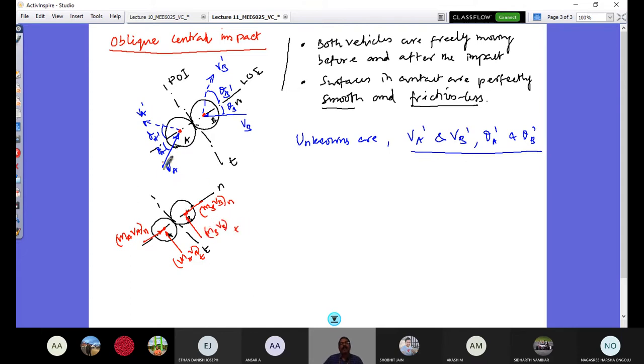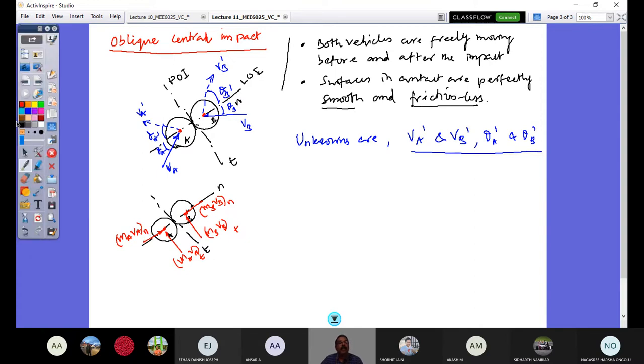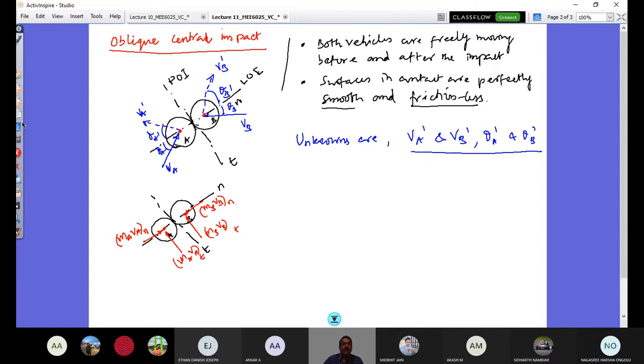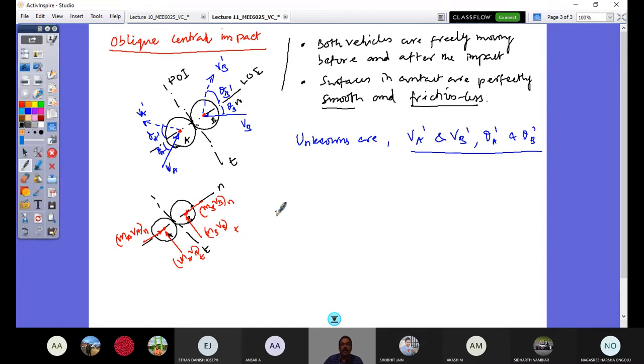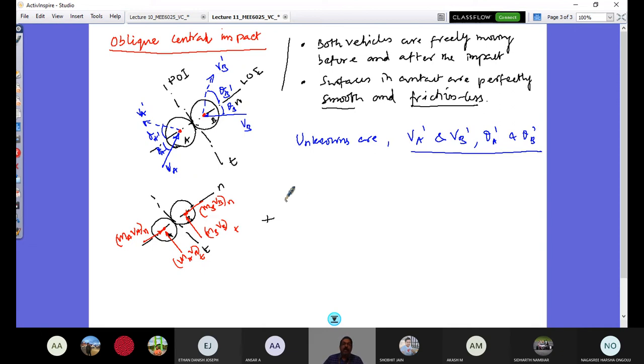So I have just resolved these two velocities. I know the masses, so I have put here my components of linear momentum along the N axis and T axis, right? So now this plus the impulse that are exchanged between them.